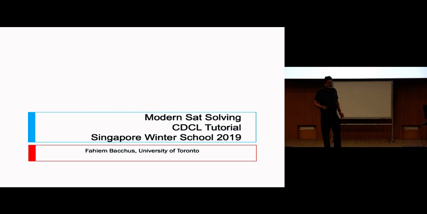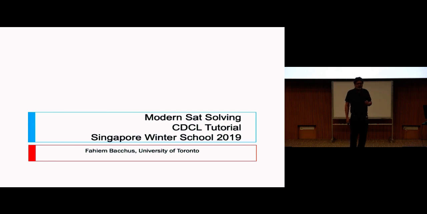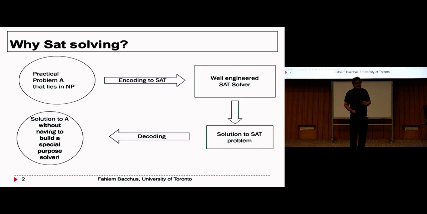So first, the talk is divided into two parts, as all of the other talks. I'm going to talk about modern SAT solving, some of the basic ideas behind it, and then in the second part we're going to apply modern SAT solving to solve an optimization problem, which is called Maxsat. So modern SAT solvers are called CDCL solvers, conflict-directed clause learning solvers.